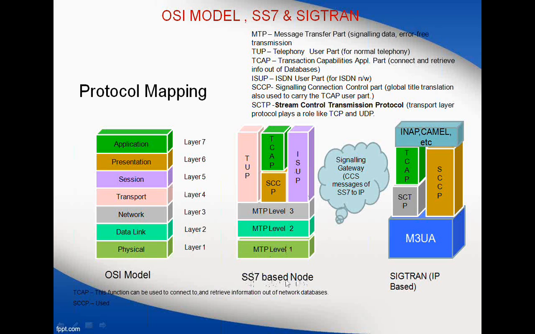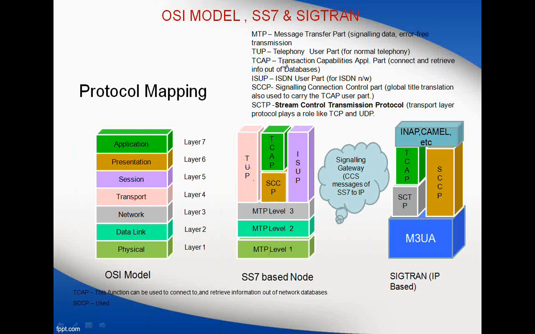This SS7 based node will have MTP1, MTP2 and MTP3, which are nothing but the message transfer part that plays the role of physical and data link in the case of the OSI model. The MTP is going to take care of signaling data, error-free transmission and also the routing. So here you have the basic components, MTP level 1, level 2 and level 3.